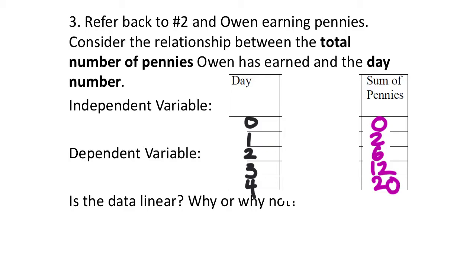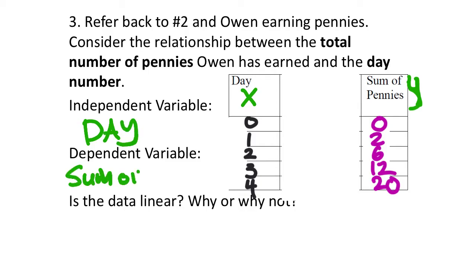All right, so we've completed the table. Let's make the determination on dependent and independent on this one. Well, remember, the left column will always be your x's, and the right column should always be your y's on this stuff. That's a y right there. So independent here, it looks like it's still the day number. And dependent, that's the sum of the pennies. All right, and then is the data linear? If it is, then we'll make a function for it, but if it's not, then we won't worry about it.